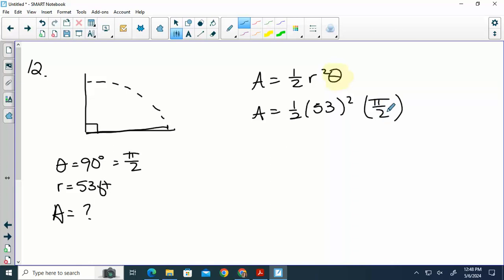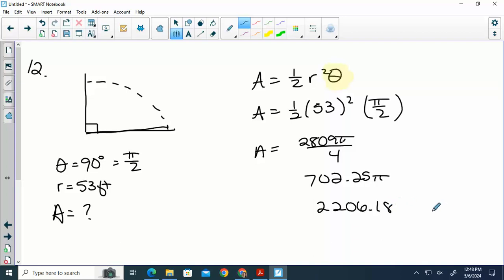So if I plug in my pi over 2, there are different possible answers depending on how much you multiply it out. This is 2,809 pi over 4. I didn't specify significant digits. If you divided that by 4, you could have 702.25 pi, or if you multiplied out the pi, you could have said 2,206.18. But our unit for area is always squared, so square feet.